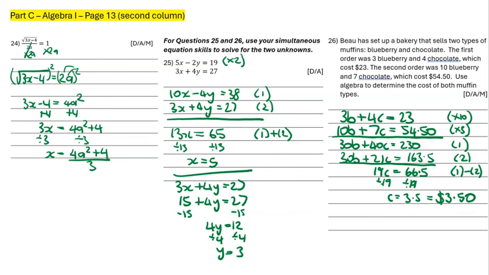I can now repeat the same for the blueberry muffins. So looking at these four here, I can actually pick any of them. I'm just going to pick the easiest looking one, which I think is going to be the top there. And I can substitute in c to find that there. So let's go over here.